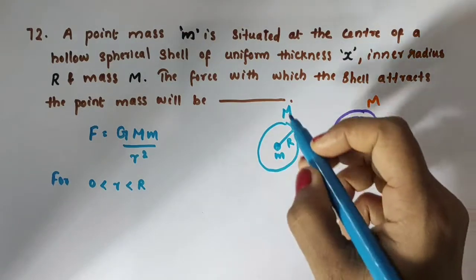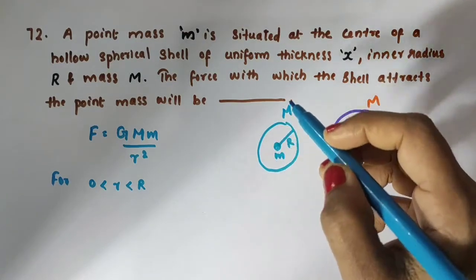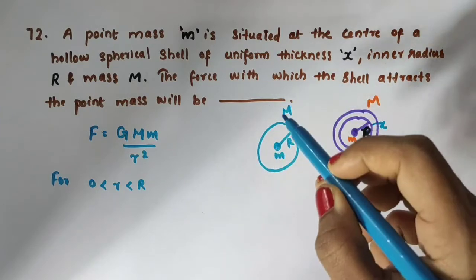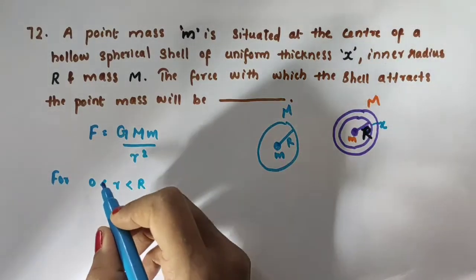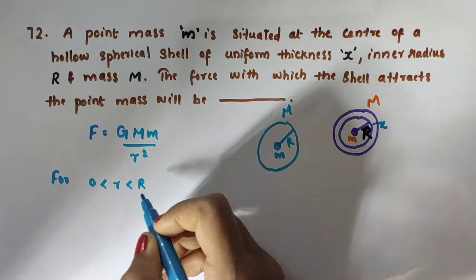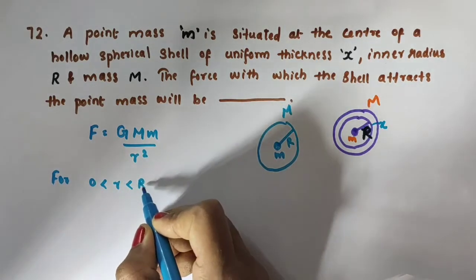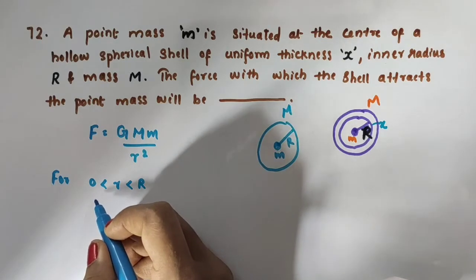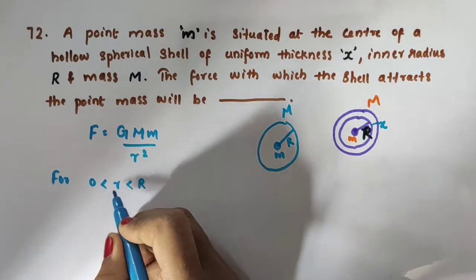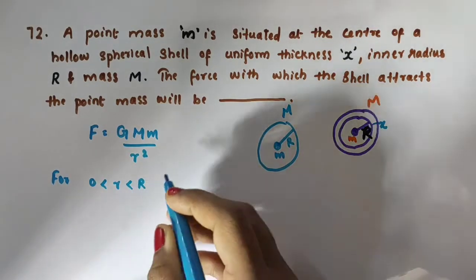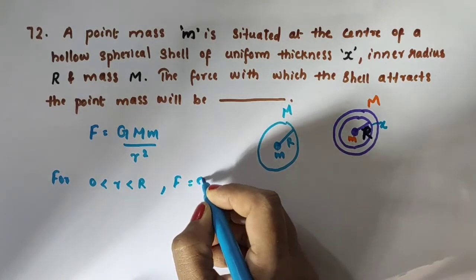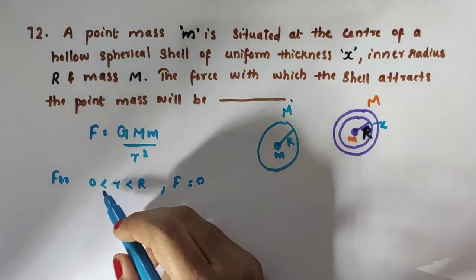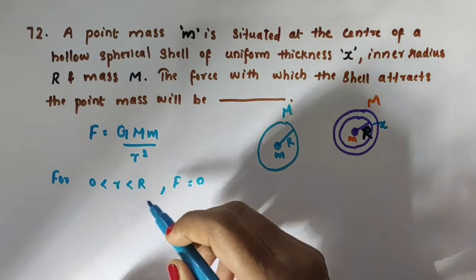Okay, this is a hollow spherical shell, no? So mass is distributed only on the surface of the sphere. Then for 0 < r < R, okay, let me explain. For 0 < r < R, the force F is equal to 0. That is, the force inside the shell is equal to 0.